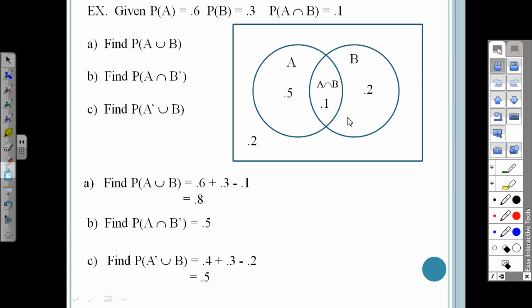Okay, so this Venn diagram can be very useful. You probably could do it without it, but I find it to be very helpful.